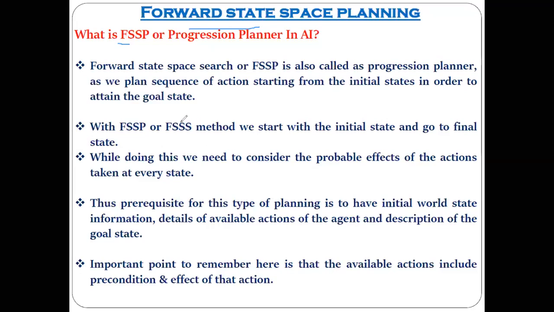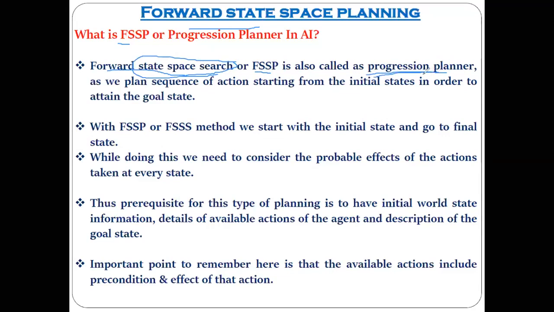So this forward state space planning, or the progression planner, is quite similar to that. We are going to see some examples in it. It is also referred to as forward state space search. What exactly is meant by state space search? That we have already discussed. State space search is nothing but searching within a particular domain or area by utilizing a set of states. This concept is also referred to as forward state space planning, and is popularly called the progression planner.